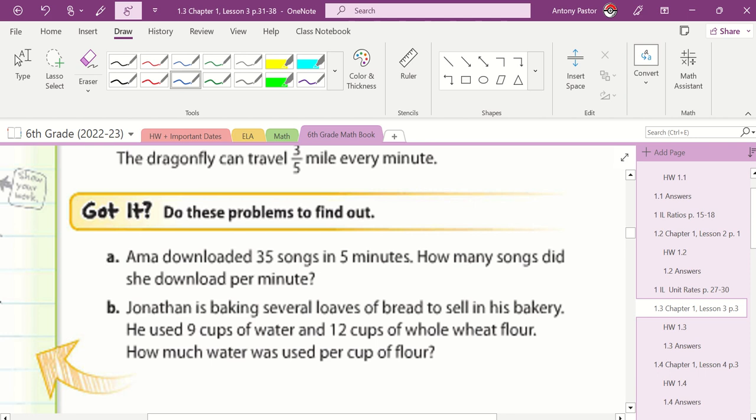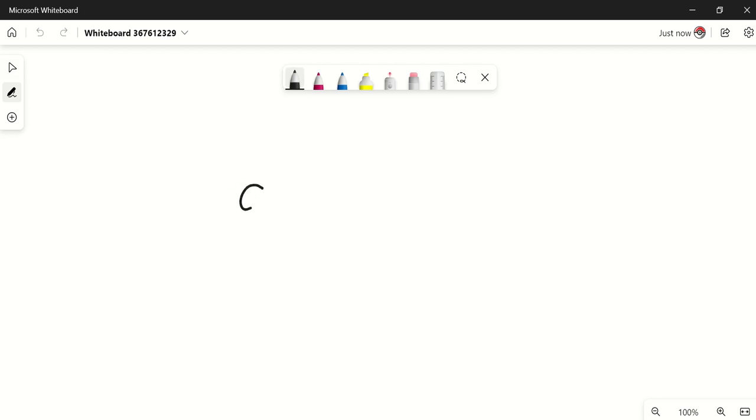Jonathan is baking several loaves of bread to sell in his bakery. He used 9 cups of water and 12 cups of whole wheat flour. How much water was used per cup of flour? So let's read this carefully. He used 9 cups of water and 12 cups of whole wheat flour. How much water was used per cup of flour? So cup of flour is going to be our denominator. So our fraction is going to be 9 over 12.